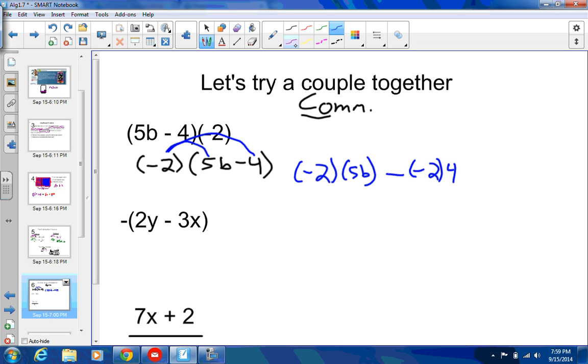Now, when we multiply this out, negative 2 times 5 is going to be negative 10. Keep the negative 10b. Okay, and then this here has 2 subtraction signs in a row, so you can take the opposite of a negative 8, or you can just make them both positives right away, and you'll get plus 8. And that is your answer for that one.